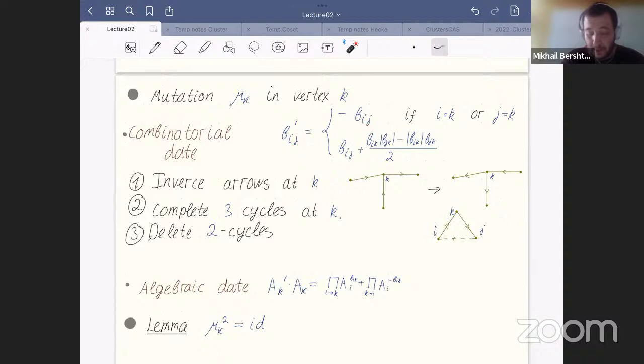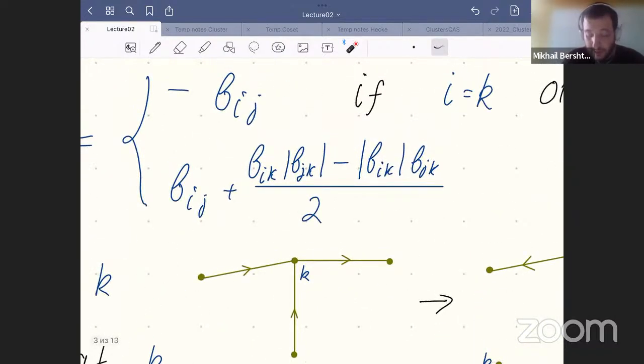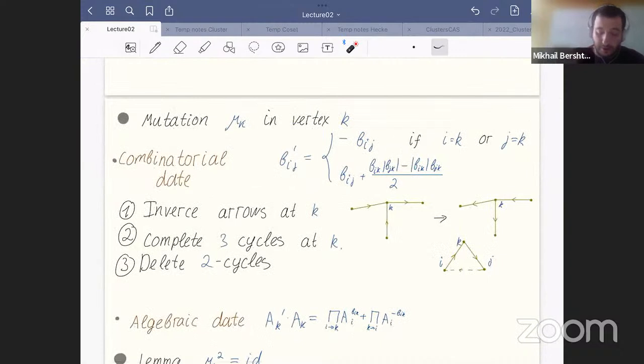And for other B_ij, we have this term, which is maybe not very clear. Instead of explaining this formula, I will first explain what it means geometrically in terms of the quiver, and then I will return to this formula.